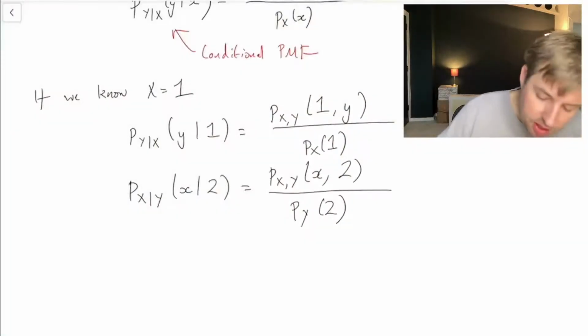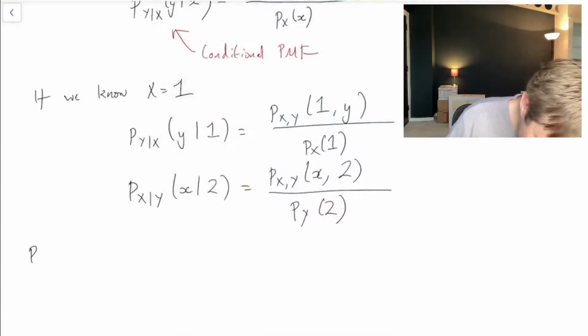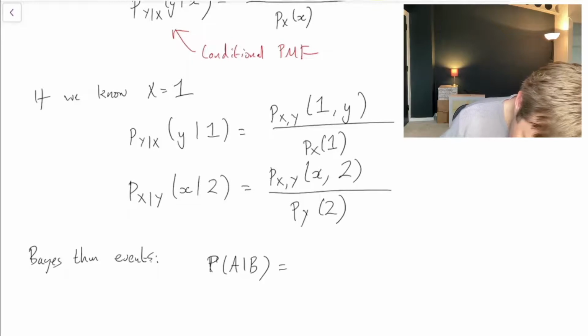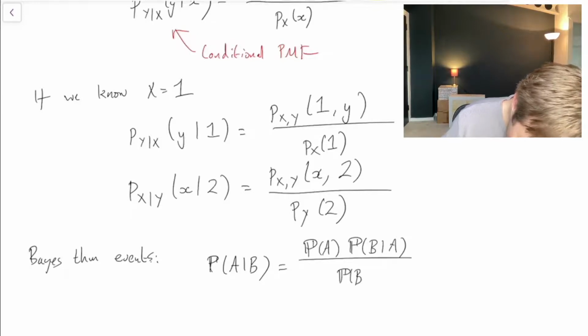The good thing here is that other things that we've learnt about conditional probabilities for events carry through to conditional probabilities about random variables. Perhaps the most important of these is Bayes' theorem. You remember Bayes' theorem for events: the probability of A given B is the probability of B given A, times the probability of A, over the probability of B.